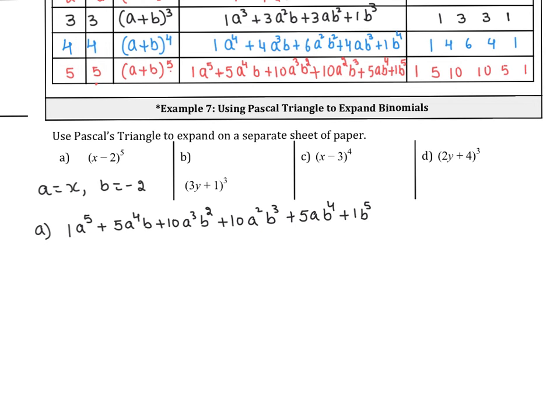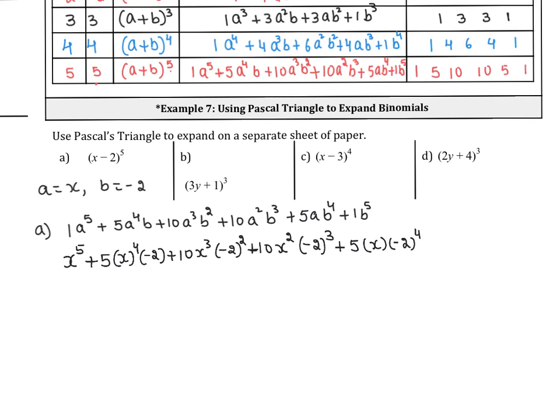So what I'm going to get here is x to the power 5 plus 5 x to the power 4 and negative 2, 10 times x to the power 3 negative 2 to the power 2 plus 10 times x to the power 2 negative 2 to the power 3 plus 5 times x times negative 2 to the power 4, and on the last one negative 2 to the power 5.